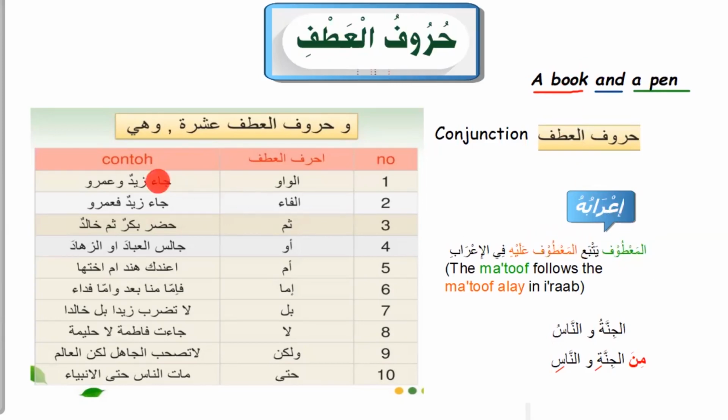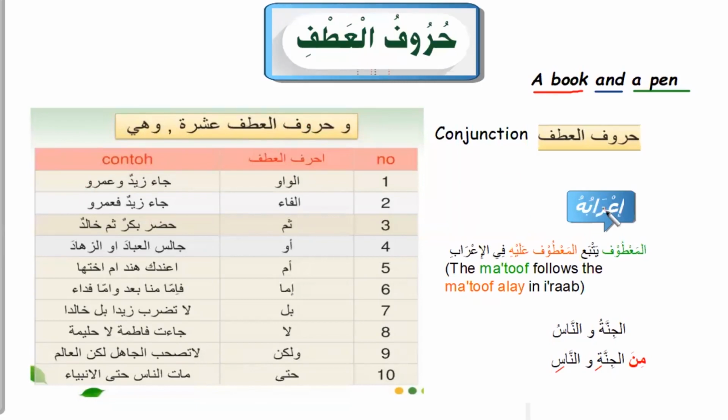Consider this example: Ja'a Zaidun wa Umaru. Ja'a is just a verb, but the conjunction here, the wa, is holding Zaidun and Umar together. Zaid comes first, as the first part of what the conjunction is holding, so that will be the ma'tuf alay. The second part, Umar, will be the ma'tuf. So that's what we mean by ma'tuf and ma'tuf alay. I hope there is nothing confusing here, right?